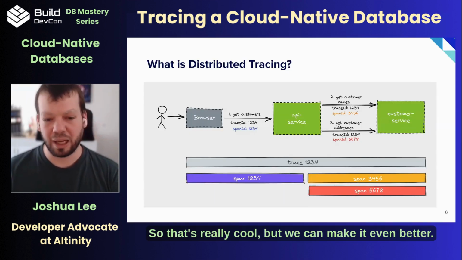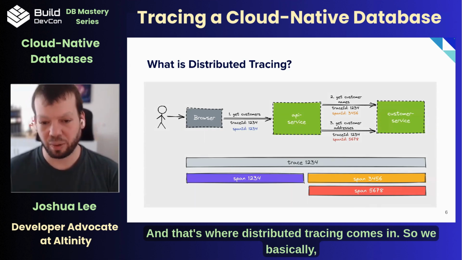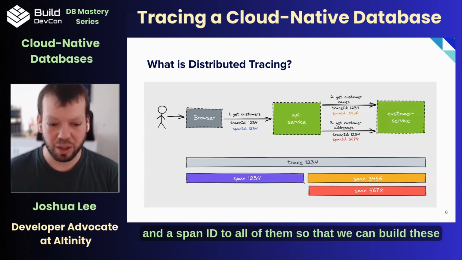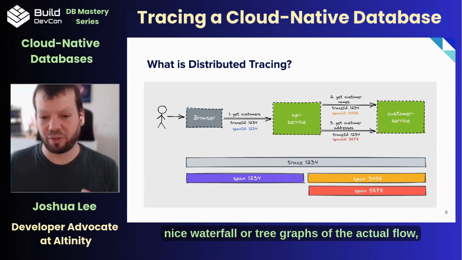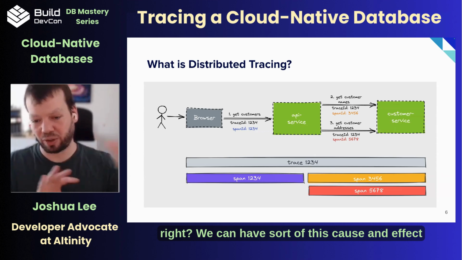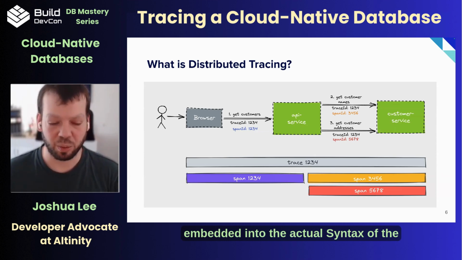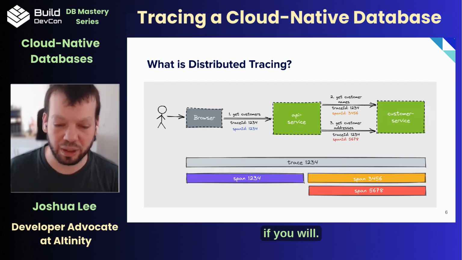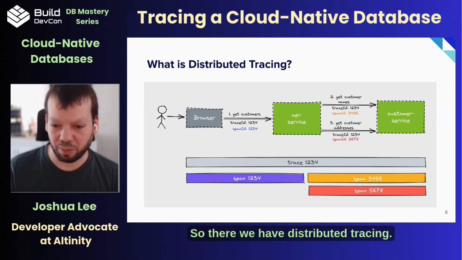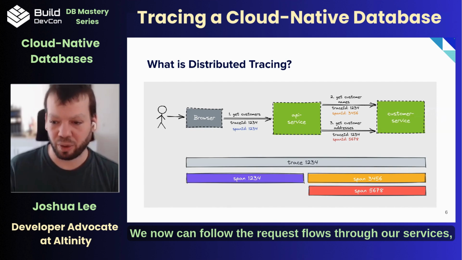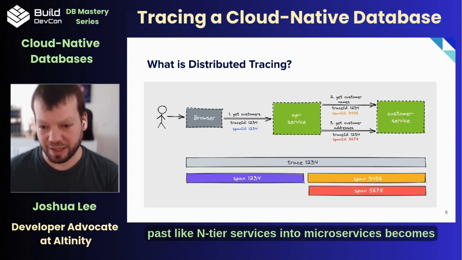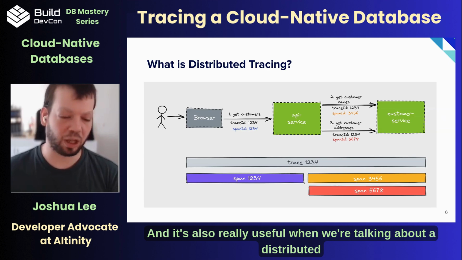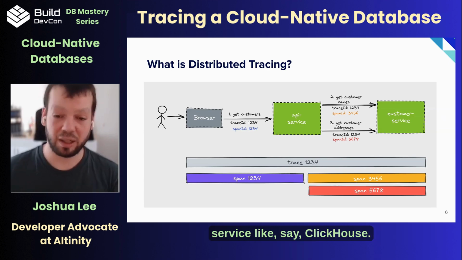So that's really cool, but we can make it even better, and that's where distributed tracing comes in. We take those request logs and we add a parent ID and a span ID to all of them so that we can build these nice waterfall or tree graphs of the actual flow, right? We can have this cause and effect embedded into the actual syntax of the events, or really logs, fancy logs, if you will. So there we have distributed tracing. We now can follow the request flows through our services, which as we get past N-tier services into microservices becomes really useful. And it's also really useful when we're talking about a distributed service, like say ClickHouse.